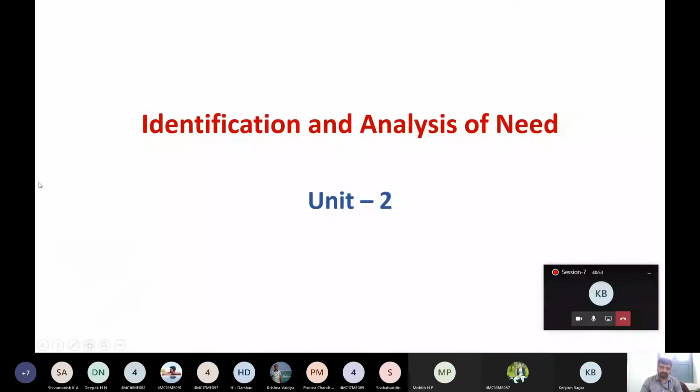Okay, so I will start the second unit, identification and analysis of need. As we discussed, in upcoming units we are going to discuss the morphology of design in detail. In unit 2, we are going to discuss identification and analysis of need in detail by considering some case studies and some examples of problems, and how a designer will try to find solutions to these problems. Okay.